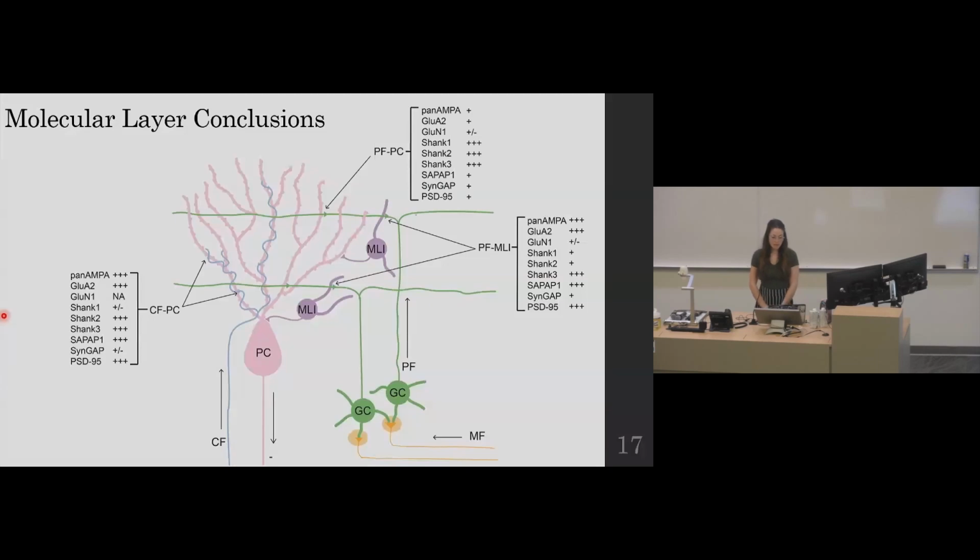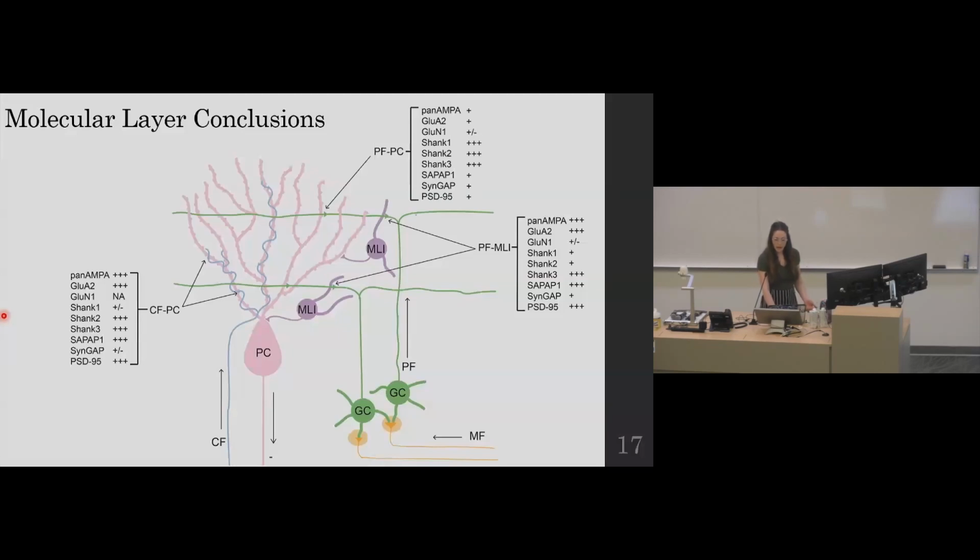The mechanism of these input specific differences is not known. However, GLUD2 has been shown to have a regulatory role on AMPA receptors, with GLUD2 knockout resulting in increased AMPA receptors at parallel fiber to Purkinje cell synapses. It is not known whether other synaptic components are regulated in a similar way.